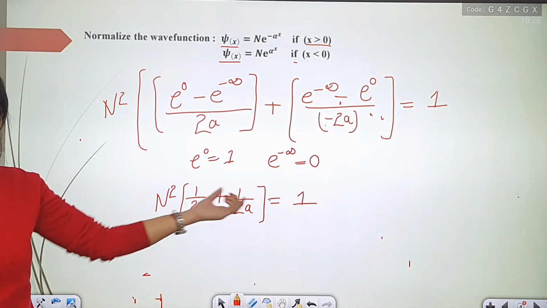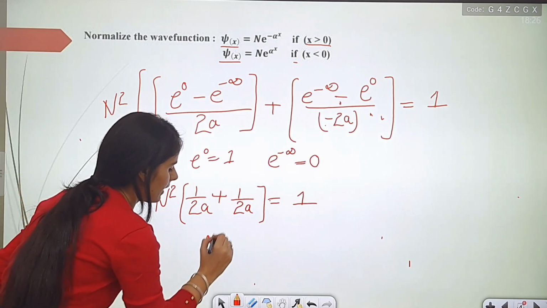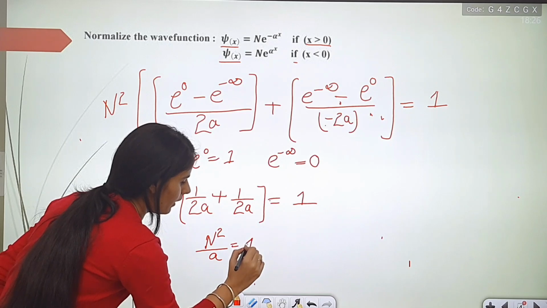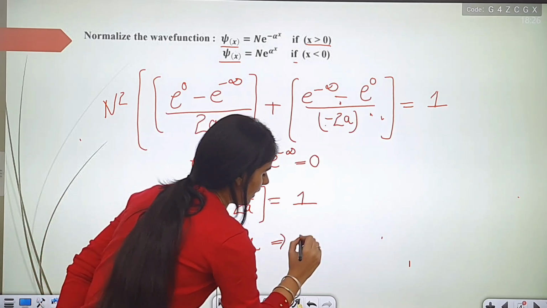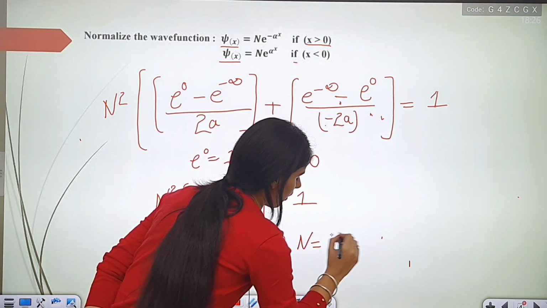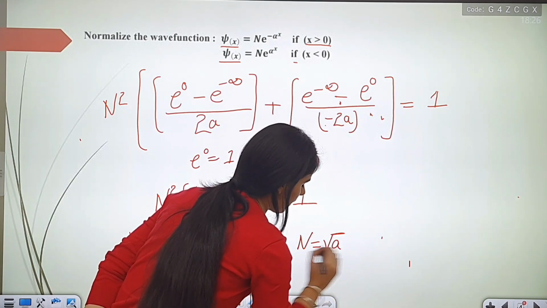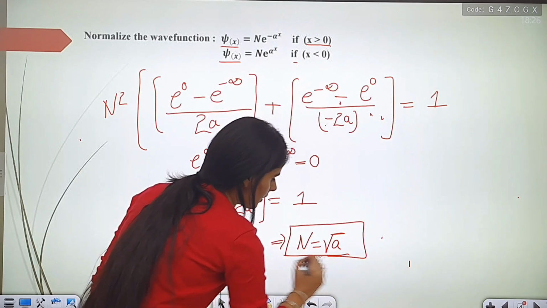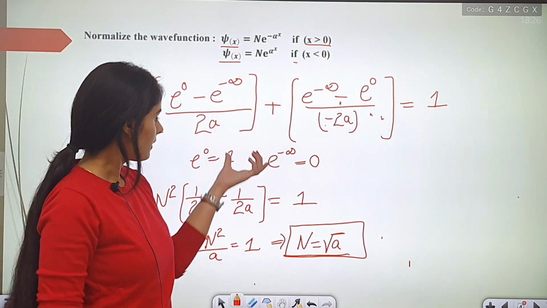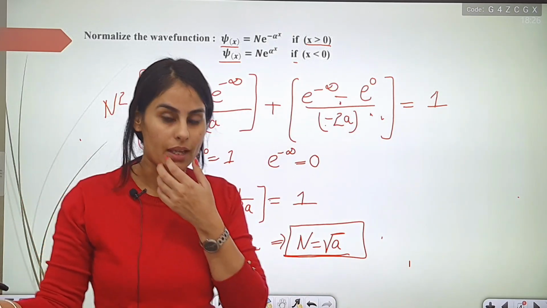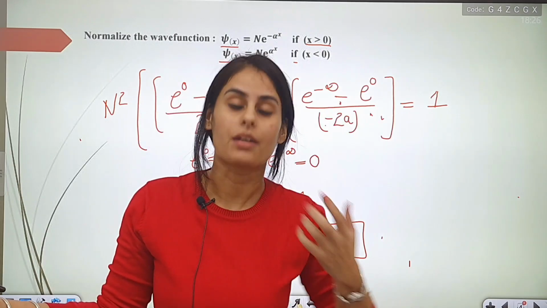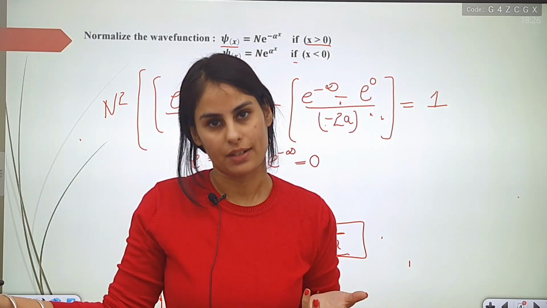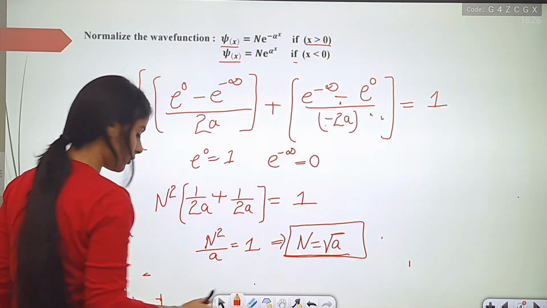Okay, so 1 upon 2a plus 1 upon 2a, that means n square upon a is equal to 1, where n is equal to under root of a. So we find this value of n, which is equal to under root of a. This is how we are going to normalize our functions in quantum physics, which will be helpful for your numericals. Now let's move to the next part.